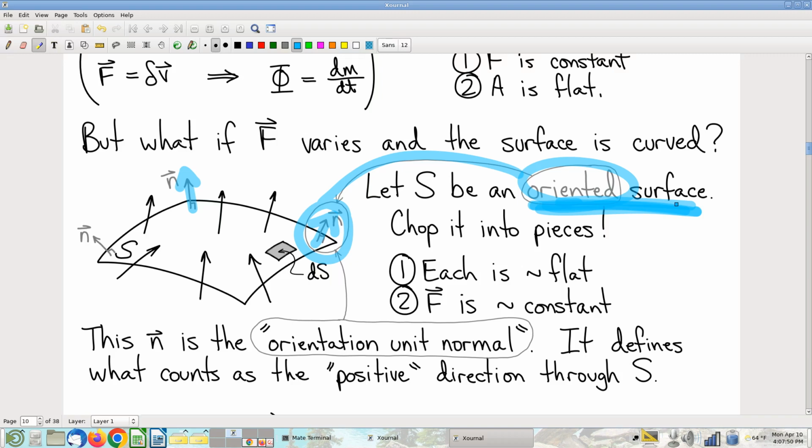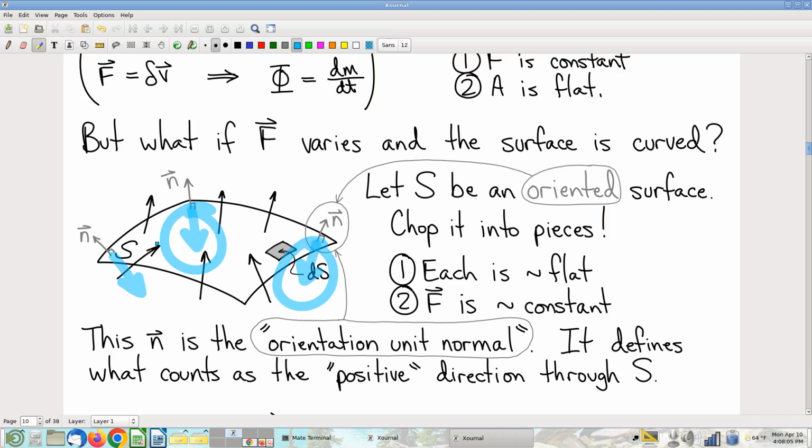Oh, and by the way, you could probably guess, and this is true, if you were to orient the other way, if you were to say, for whatever reason, I'm interested in flux downward through this surface, and you define these to be your orientation unit normals, then the flux would be the exact negative of what it was with the normals going the other way. Okay.